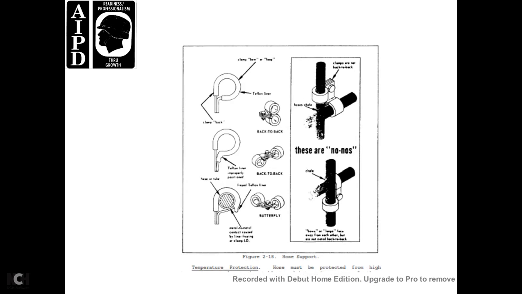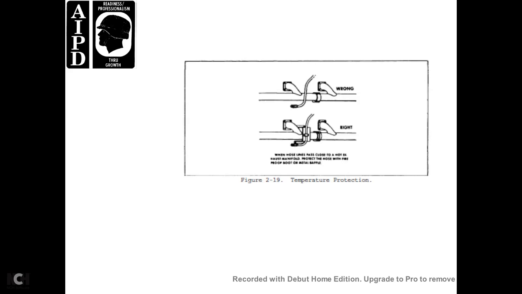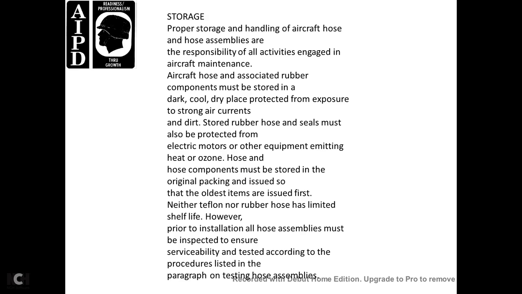Figure 218 shows hose support. Support for the temperature protection: a hose must be protected from high temperatures such as exhaust blast or hot engine parts. In this area, the hose must either be shielded or relocated. Shielding for temperature protection is shown in Figure 219. Temperature protection, right and wrong.